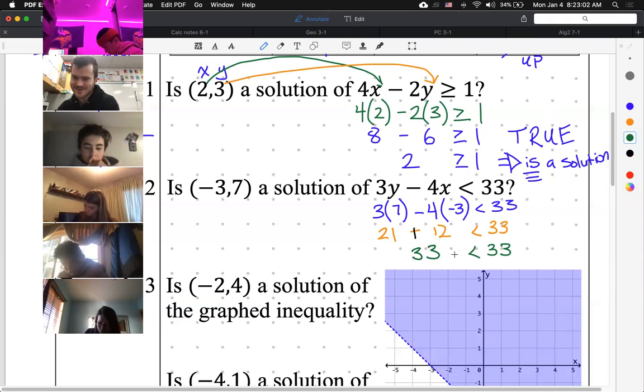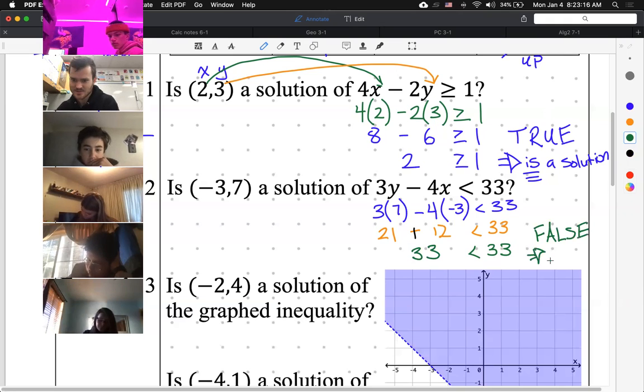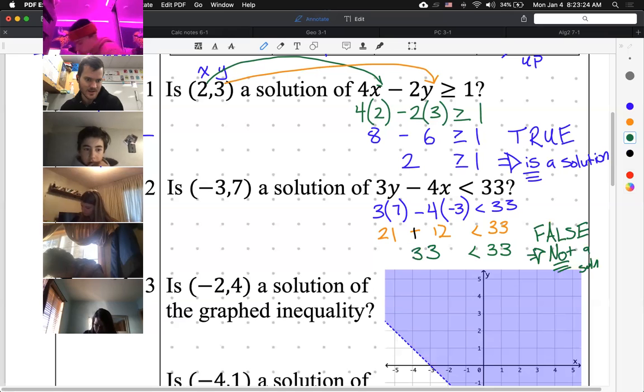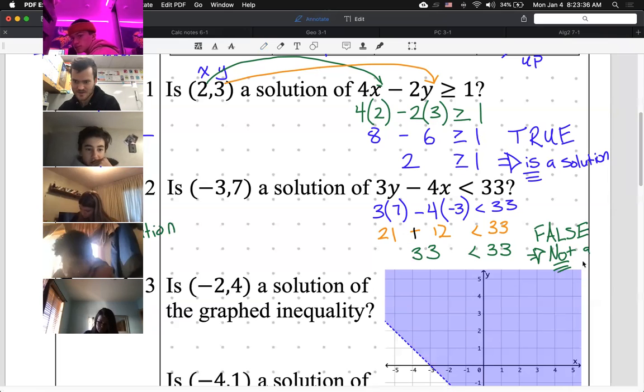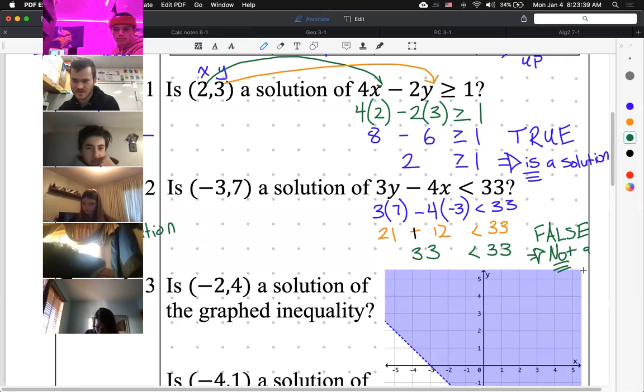Which is still false, because there's no equal to sign, right? So 33 is not less than 33. This is now false. And false implies not a solution. And I abbreviate solution SOLN. That's my abbreviation of solution. And I wrote it with terrible handwriting, so you have no idea what I wrote. Let me try writing it again. Not a SOLN. Is not a solution.